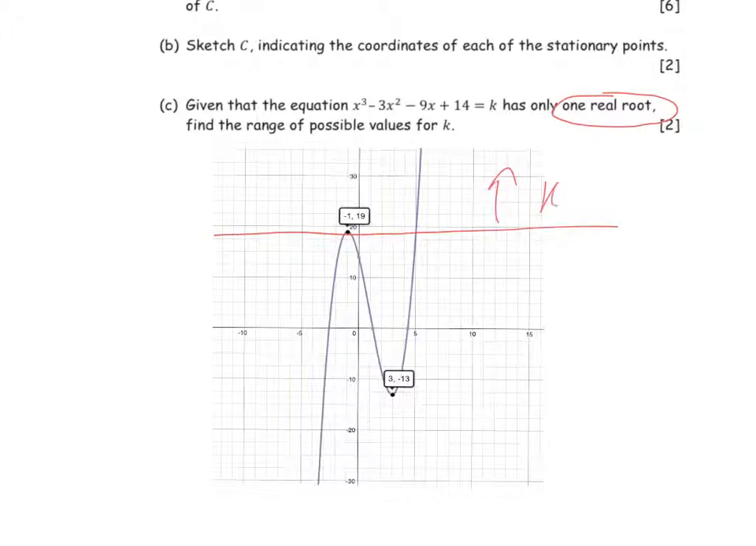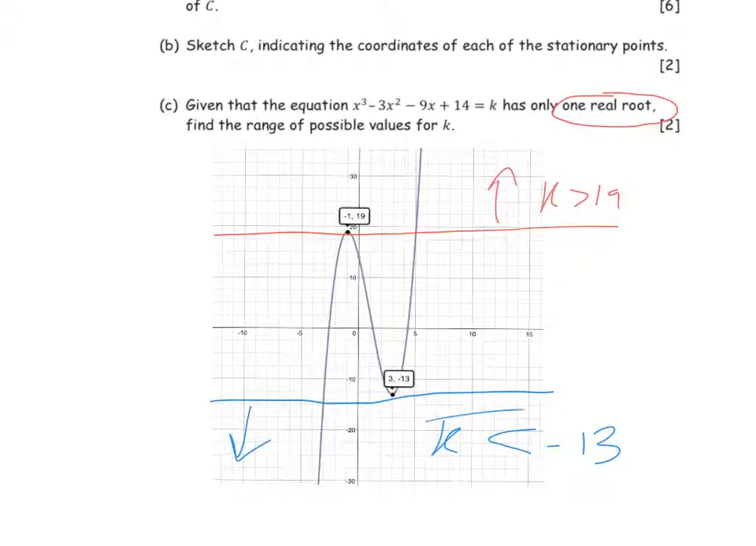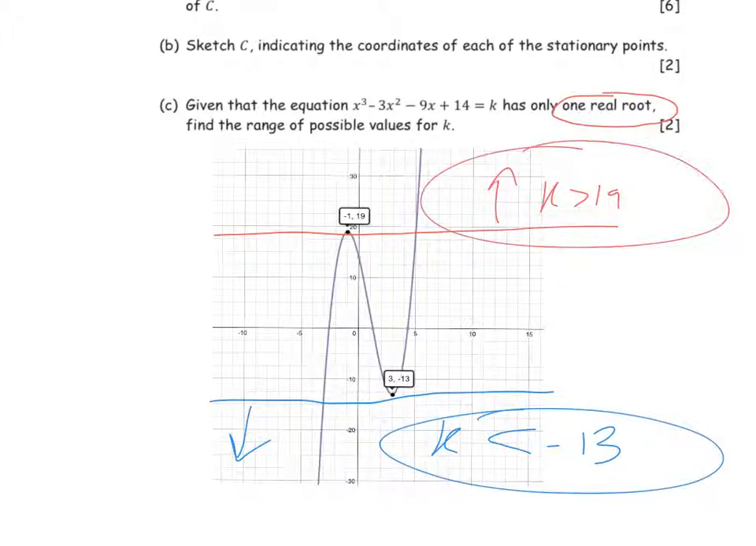So k must be greater than 19, and I'm interested in values below this point here, or maybe just above that point there. Try and redraw it. Let me try again. There you go, like that roughly. And these ones below here, so k must be less than minus 13. Can I write that as one continuous inequality? No, because they're two separate areas. I'm interested in this area up here or this area down here. So those ones there are my final answers. Okay, so k greater than 19 and k is less than minus 13.